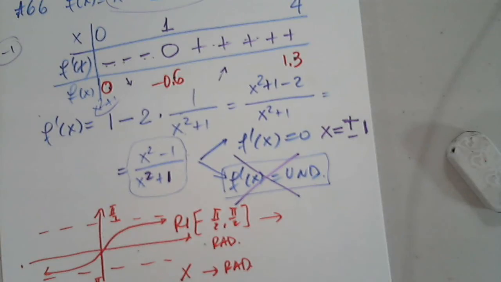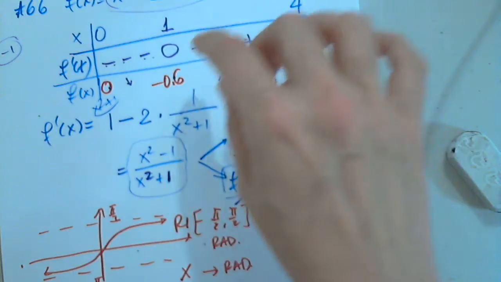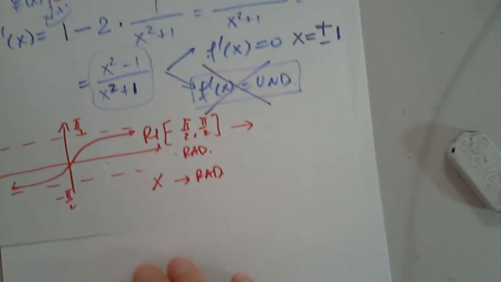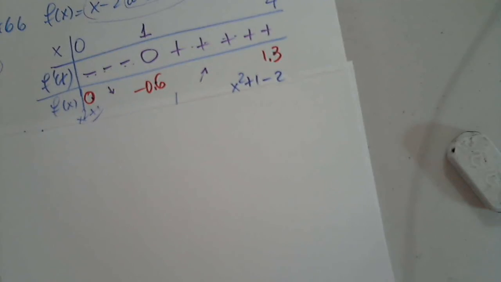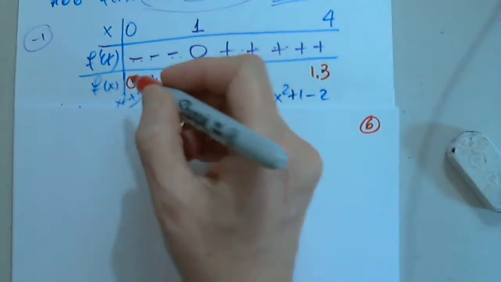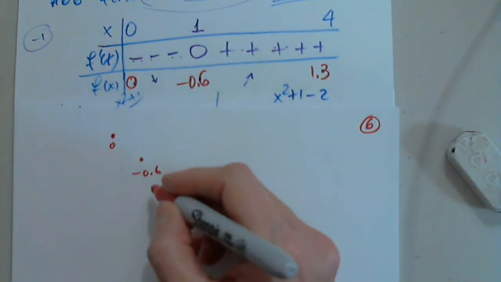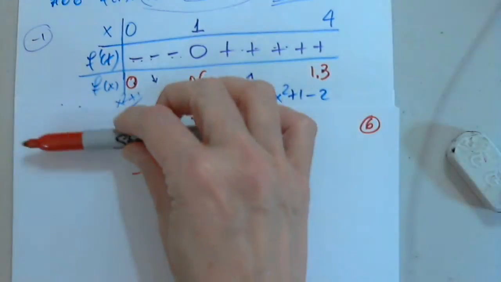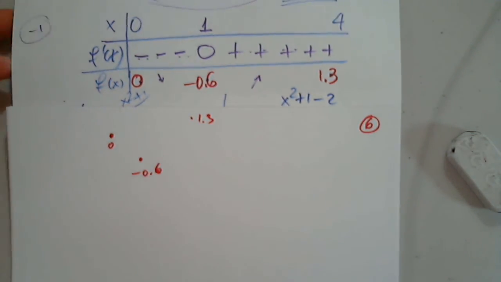And now we have to make a decision. What type of point is 0, 0, 1, negative 0.6, and 4, 1.3? So I'm going to list them here one more time. I'm just going to show you here. I'm not graphing the function or anything. I'm just saying 0 is here, negative 0.6 is here, somewhere lower, and 1.3 is here. So now this is easier to identify what they mean.